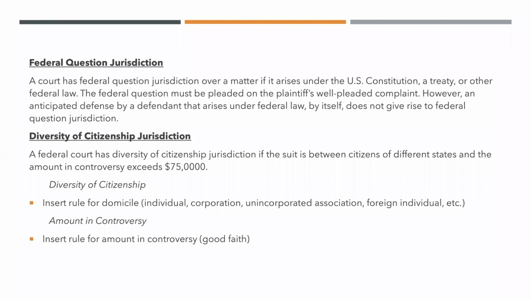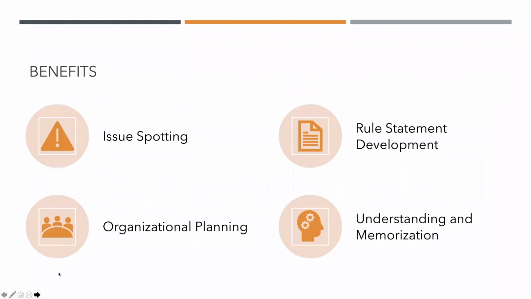And then my second element, which is amount in controversy, I would then insert the rule statement for the amount in controversy, which would essentially mean that the amount in controversy needs to be on the complaint and pled in good faith, and it cannot be egregious, right? And then an exception to the amount in controversy requirement could be listed if you had learned one in class. So these are essentially the three steps with an example that you would follow if you are pre-writing for your exams. Let's talk quickly about the benefits of doing this.